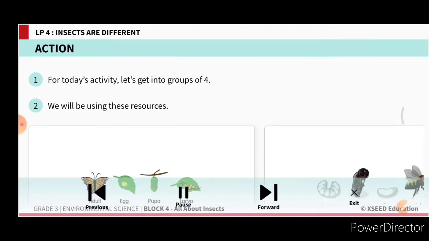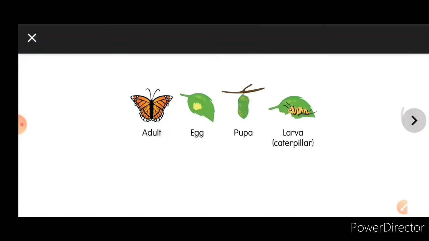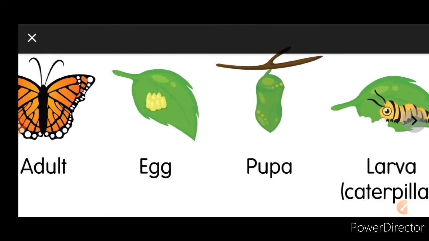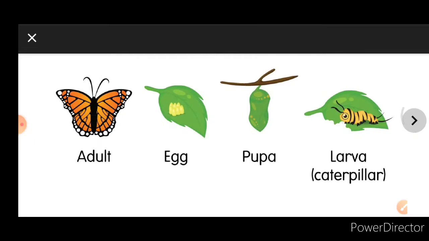In today's activity, we will learn about the different stages in the life cycle of a butterfly as well as a honeybee. What are the different stages, right? So on the screen you see the different stages in the life cycle of a butterfly. What is life cycle, children? Life cycle means the stages in the life of a butterfly.